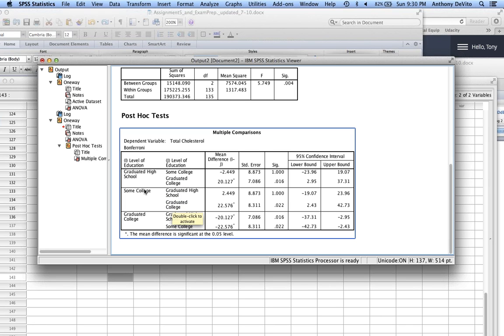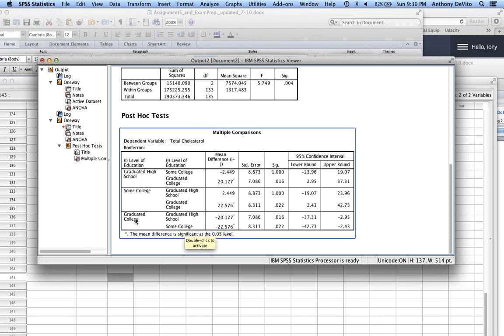So what about the rest of these? Well, some of these are repeated. This one is some college versus graduated high school. We've already done that up here, and we know it's 1. This one is some college versus graduated college. Oh, well, look at that, there's a difference between them as well. So between graduated college and some college, and graduated college and graduated high school, we can show that there's a significant difference in average total cholesterol.